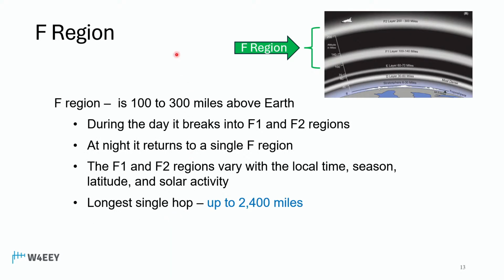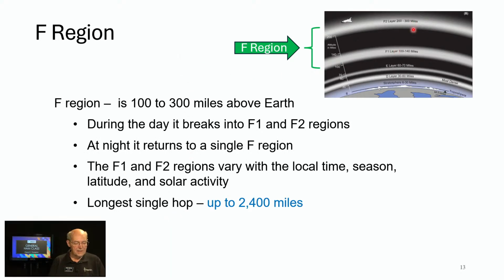The F region is the highest, splits into 2 halves during the day, F1 and F2. And then at night it combines into a single layer. And it varies with the time and the season, latitude, solar activity. Like I mentioned before, it isn't always these nice, beautiful circles around the Earth. There's a lot of things that will tend to squish those things around.